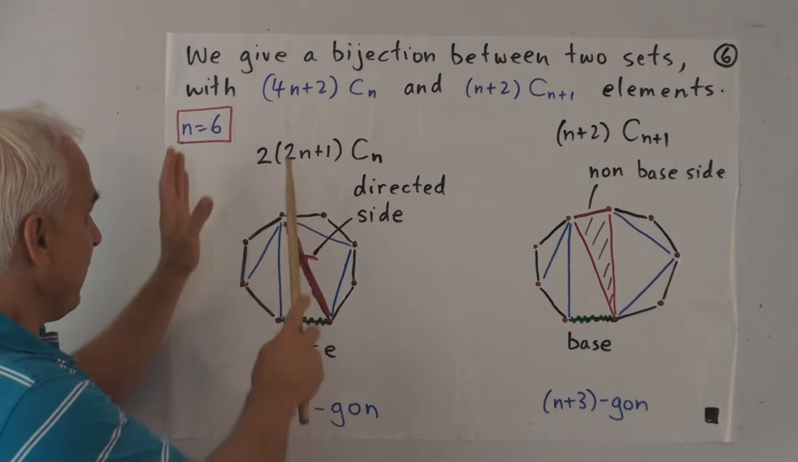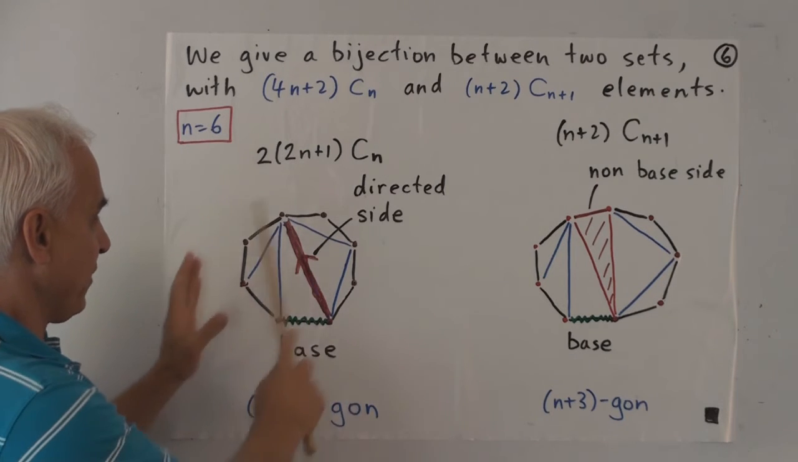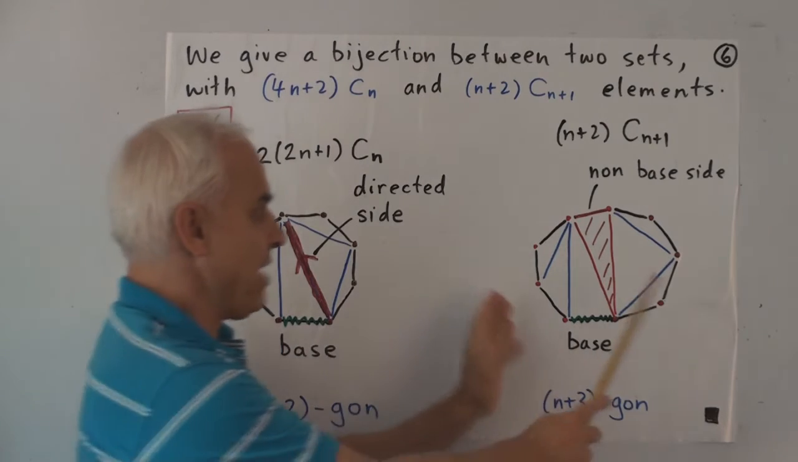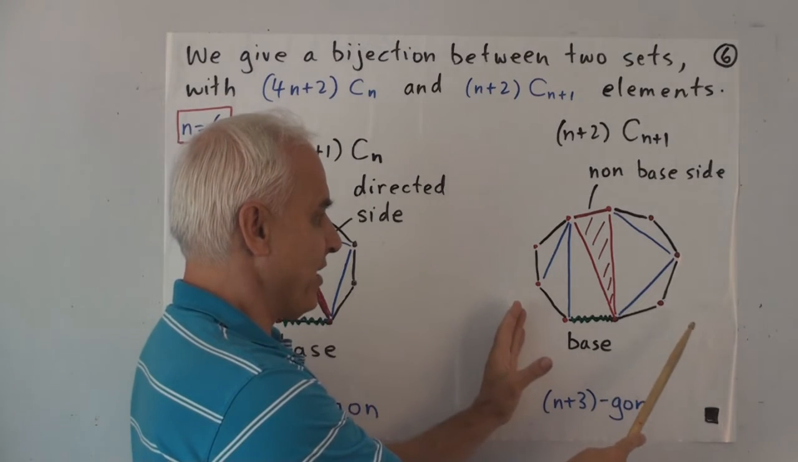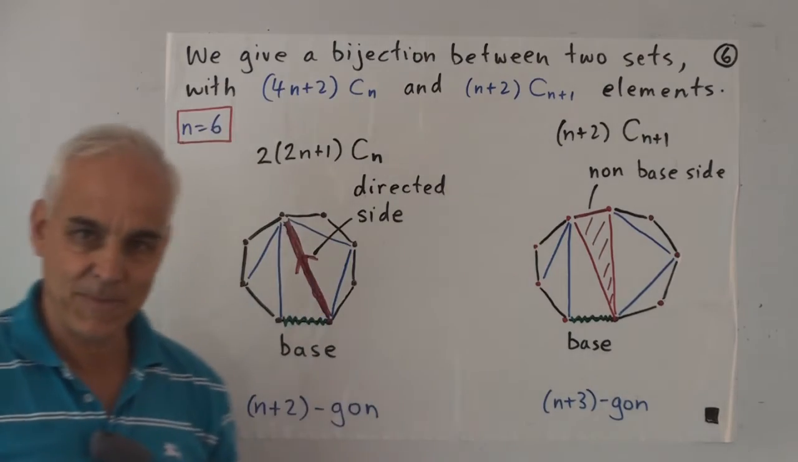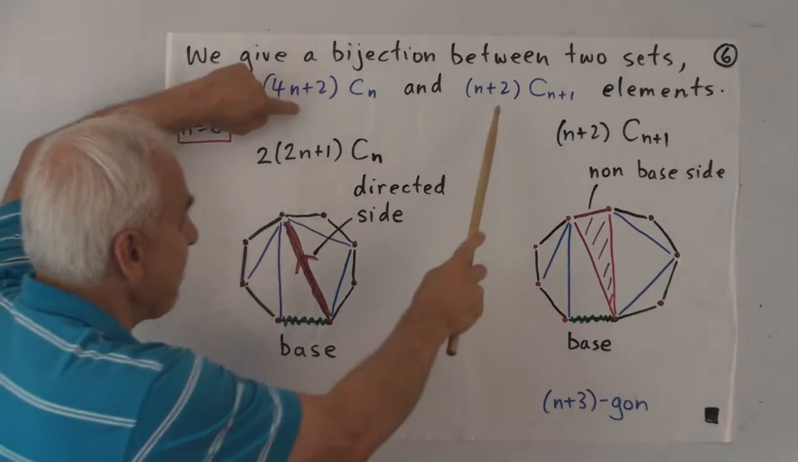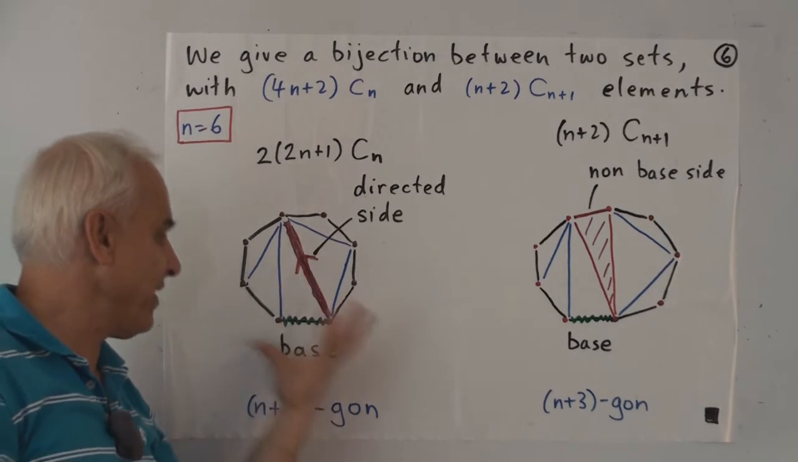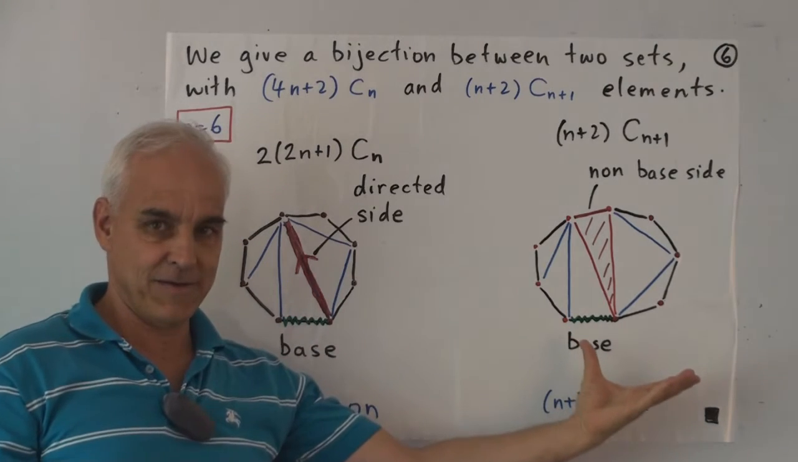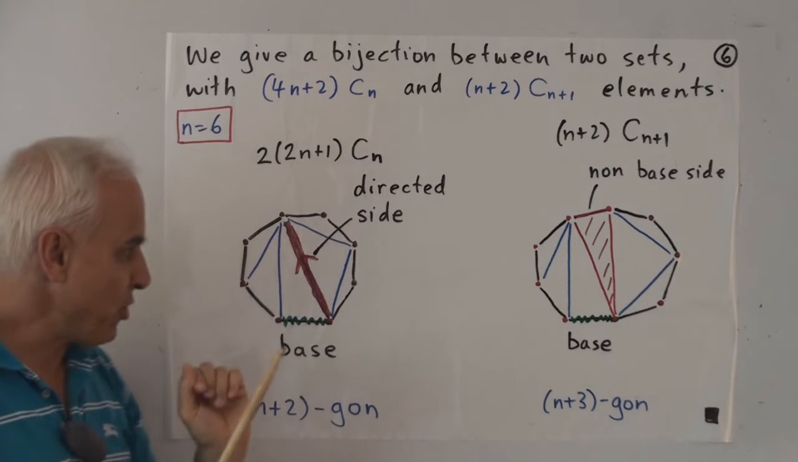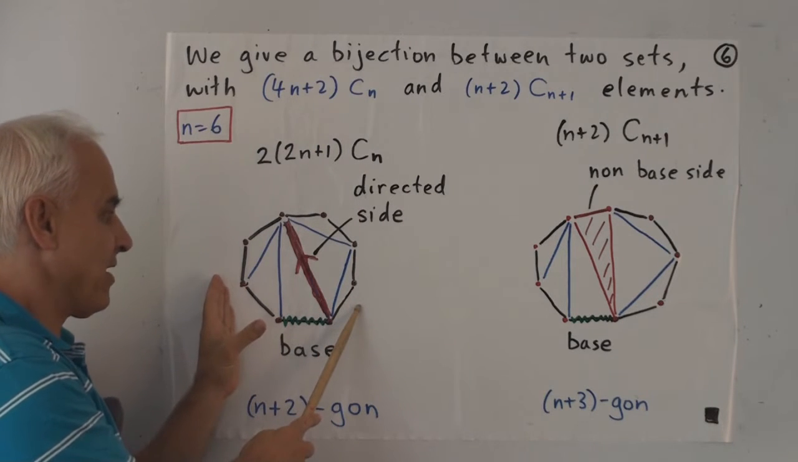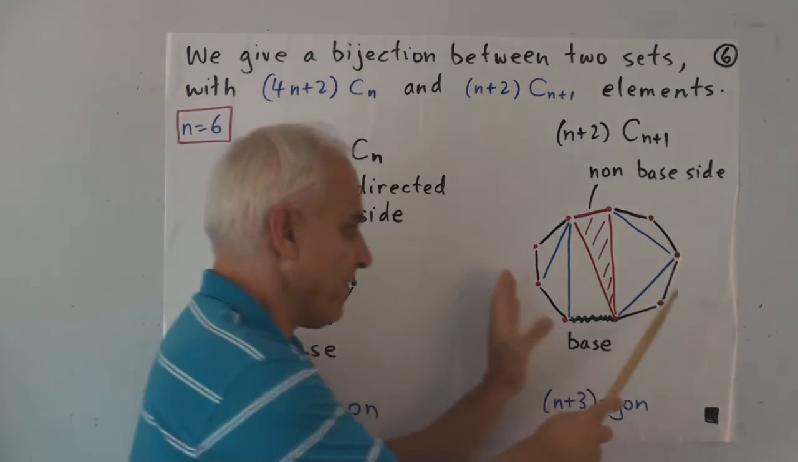So there's 4n plus 2 times cn different configurations like this. There's n plus 2 times cn plus 1 different configurations like this. Now to prove that these two numbers are the same, what we're going to do is establish a bijection between this set and this set. In other words, I'm going to show you how to match up every one of this kind of diagram with one of this kind of diagram.